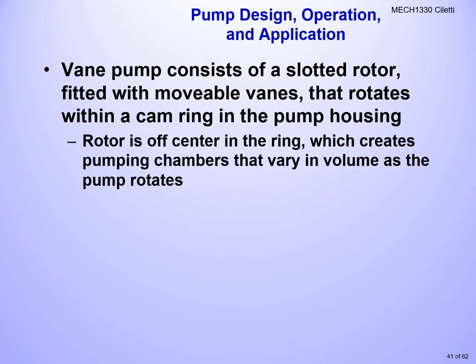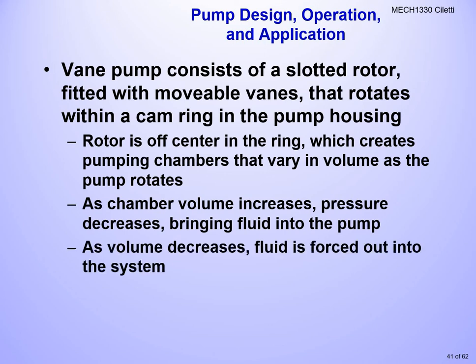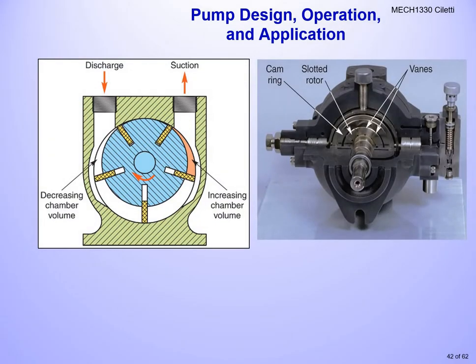Okay, vane pumps consist of a slotted rotor filled with movable vanes, and I have one of these where you can see the vanes drop out and push the fluid around in a sweeping motion. The rotor is off-center in the ring, which creates the pumping chamber, and that's what varies the volume as it rotates around. As the chamber volume increases, pressure decreases, bringing fluid into the pump and filling part of that chamber. And as the volume decreases, it forces fluid out into the system.